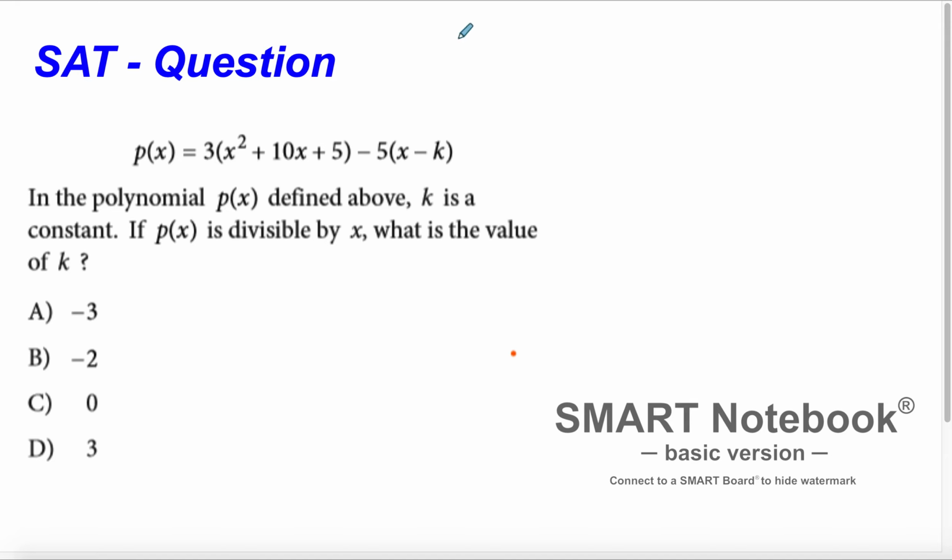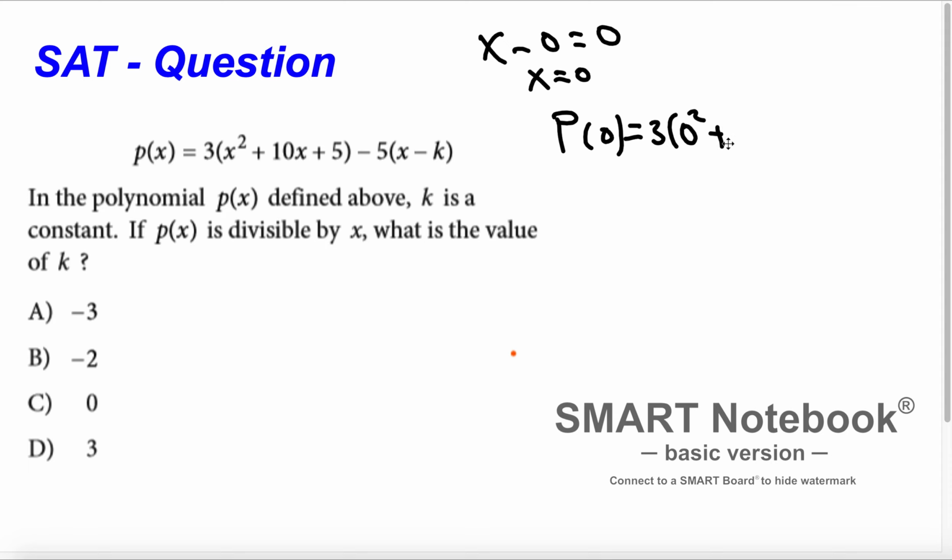So if x is a factor, let me write here x minus 0 is equal to 0. So it means that x equal to 0 is one solution of this polynomial. So if we take P of 0, plug into this polynomial, instead of x we are plugging in 0: 3 times 0 squared plus 10 times 0 plus 5 minus 5 times 0 minus k.